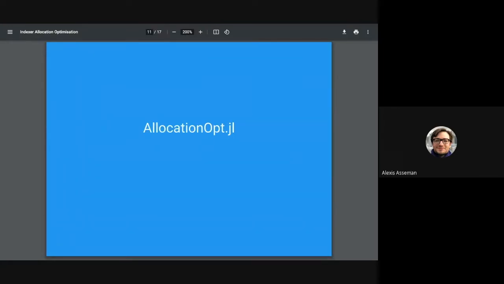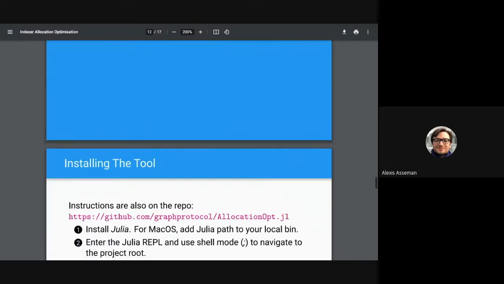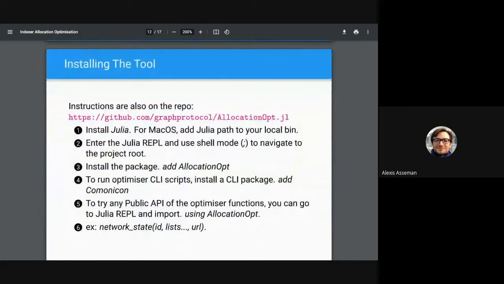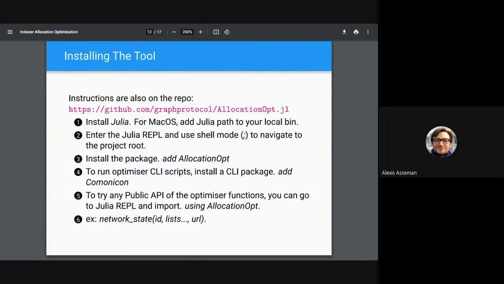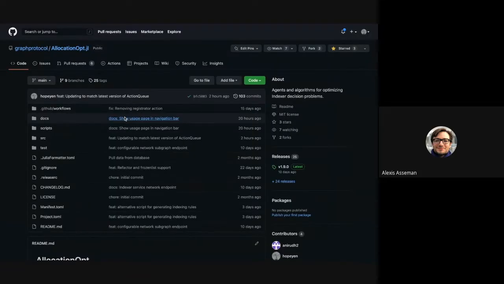Okay, so I will be showing the demo of allocation opt. Very briefly, we want to first install the tool. We are using Julia for our optimization, so the first thing is to install Julia. For macOS, you would want to add your path to local bin, but if you're running it on Linux, it should work pretty much straight out of the box. To install, we first go into the Julia repo and then follow these steps. You want to install the package and then install a CLI, because we also have a CLI that you can use pretty quickly and easily. And then there's the public API, which is all shown here, and I can go pretty quickly to show you what it looks like.